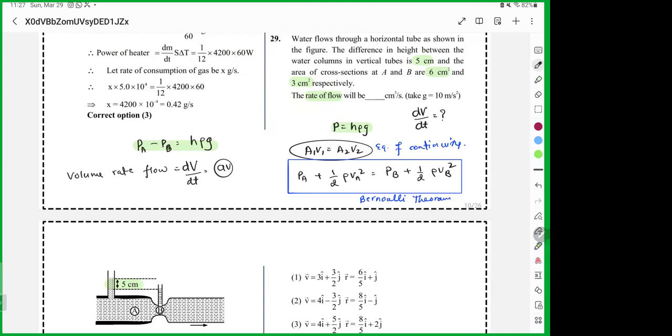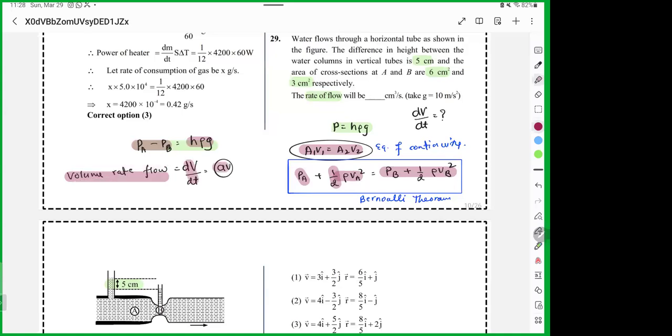I told you all the important formulas required for this question, and that is what we are learning from this JEE paper. Equation of continuity, Bernoulli's theorem, pressure, kinetic energy per unit mass, potential energy per unit mass will all remain constant. Pressure difference is H rho g, and using equation of continuity gives volume rate flow. If you apply all this, you can calculate the question.